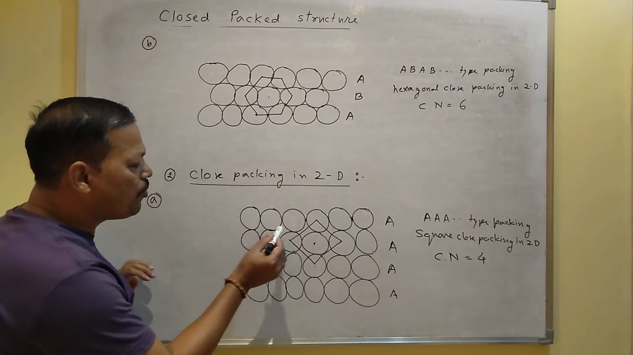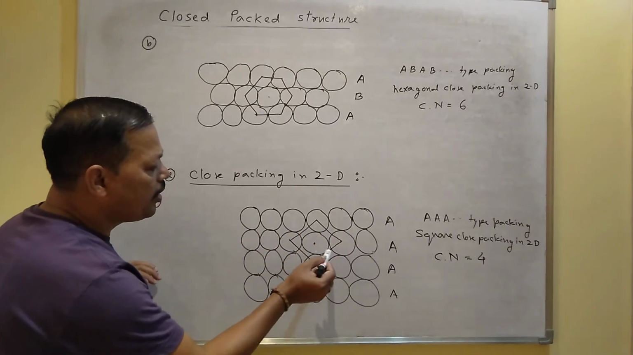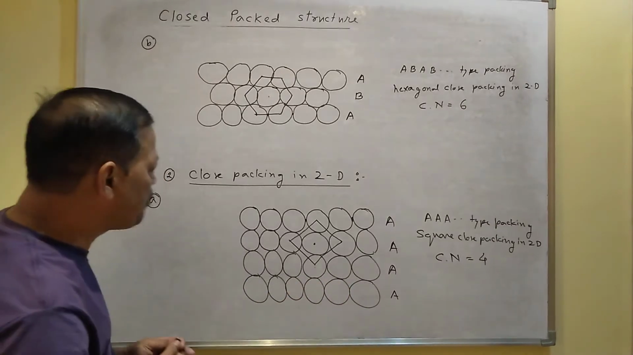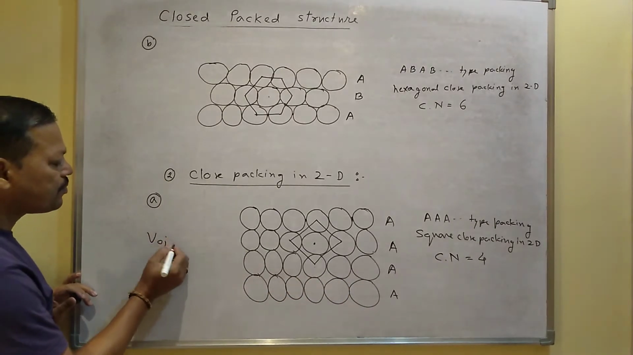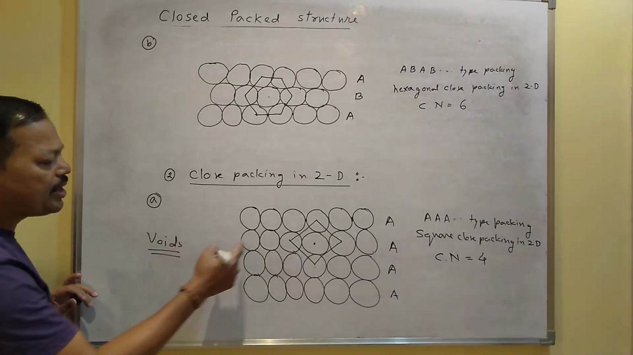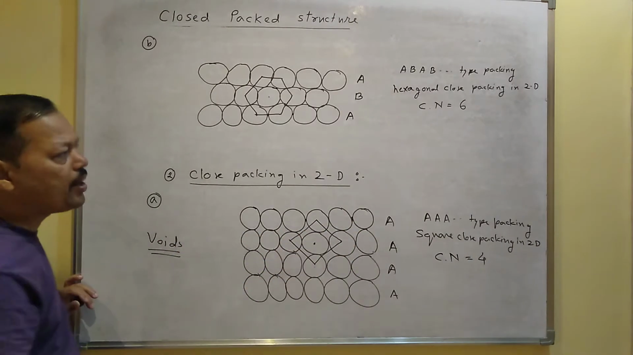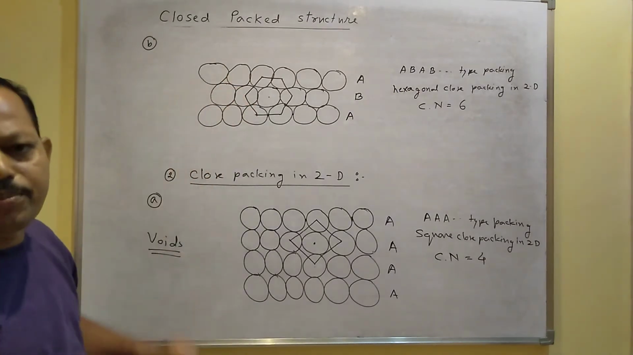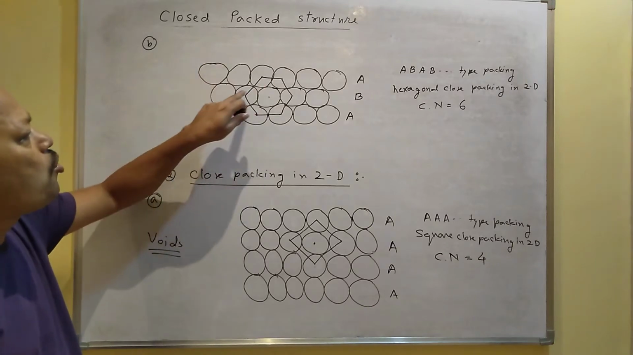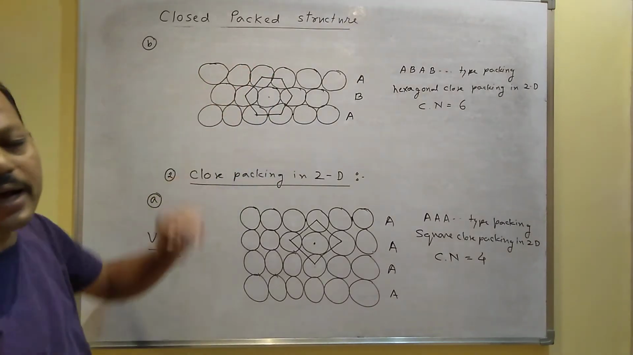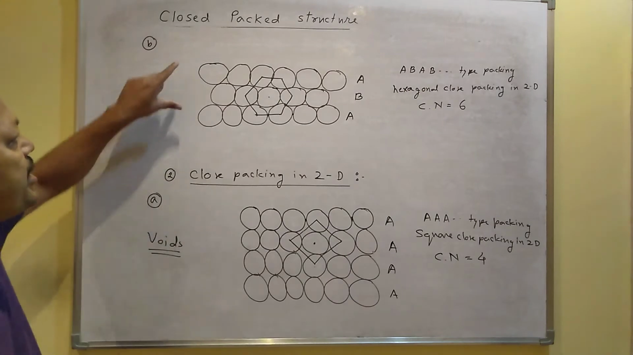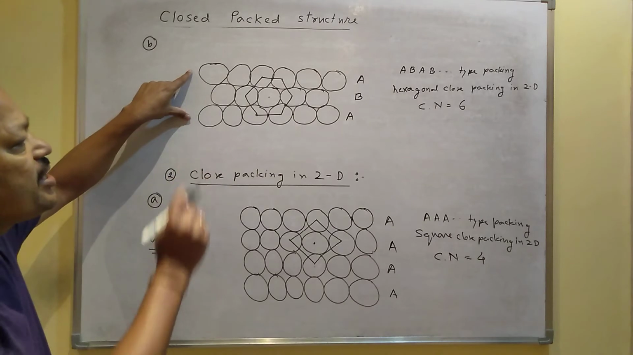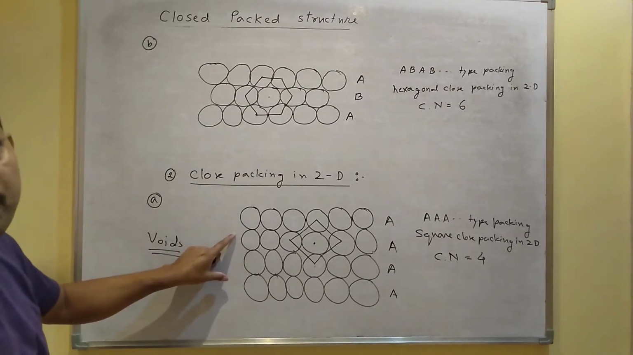Here you can see a number of vacant spaces are present inside the particles. These vacant spaces are actually called voids. So here you will get a number of gaps in between the particles. But in this case you will get fewer voids in between the particles, because you can occupy maximum space when you arrange the particles in a hexagonal way. So that is why this type of packing is said to be more stable, and you will get more density for this type of packing as compared to the square close one.